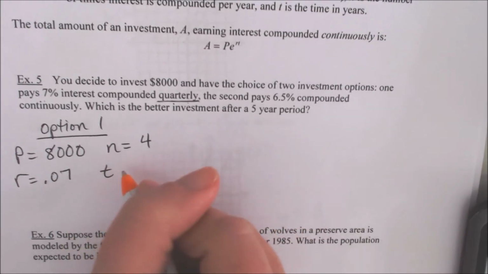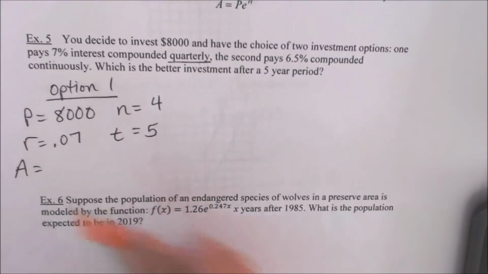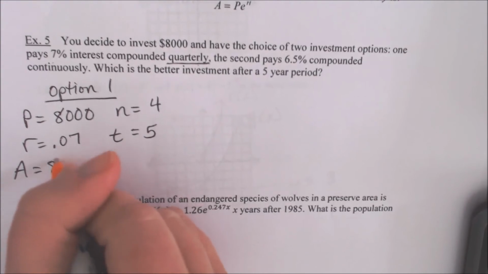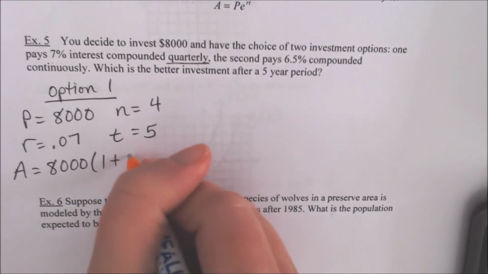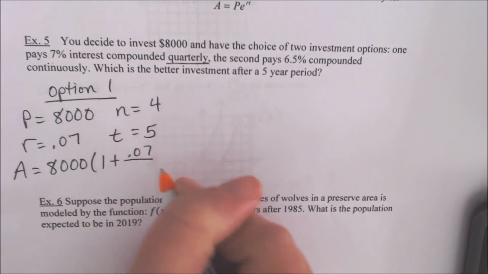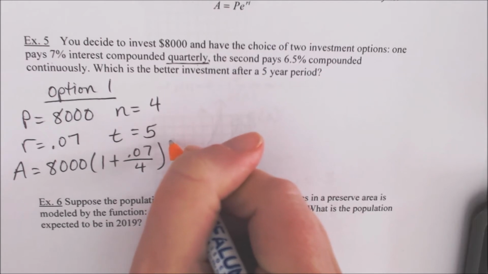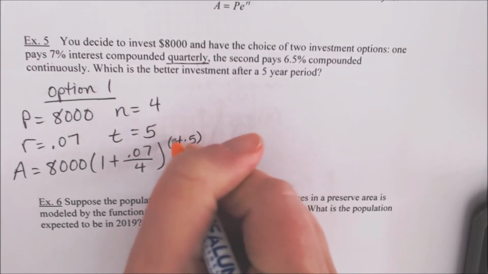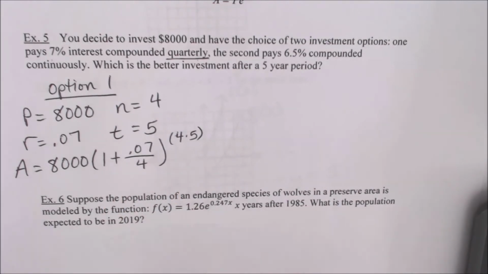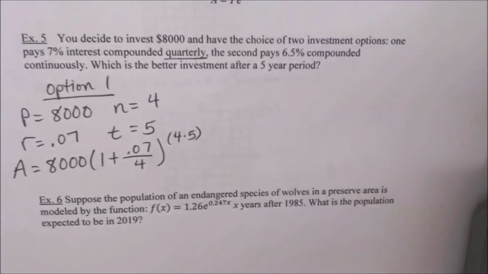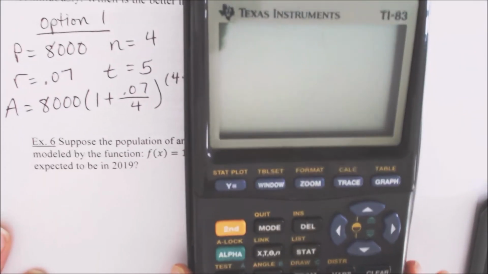Both investments we're going to let sit there for 5 years, so T is 5. So if we put this into our formula, we want to calculate A at the end of the 5 years. How much do we have? We're going to do 8,000 times (1 plus 0.07 divided by N, which was 4) to the NT power, so 4 times 5 power. Now, the hardest thing about these questions is putting them in the calculator correctly. If you have a graphing calculator, you can probably go ahead and just plug everything in, and the calculator will take care of everything for you.